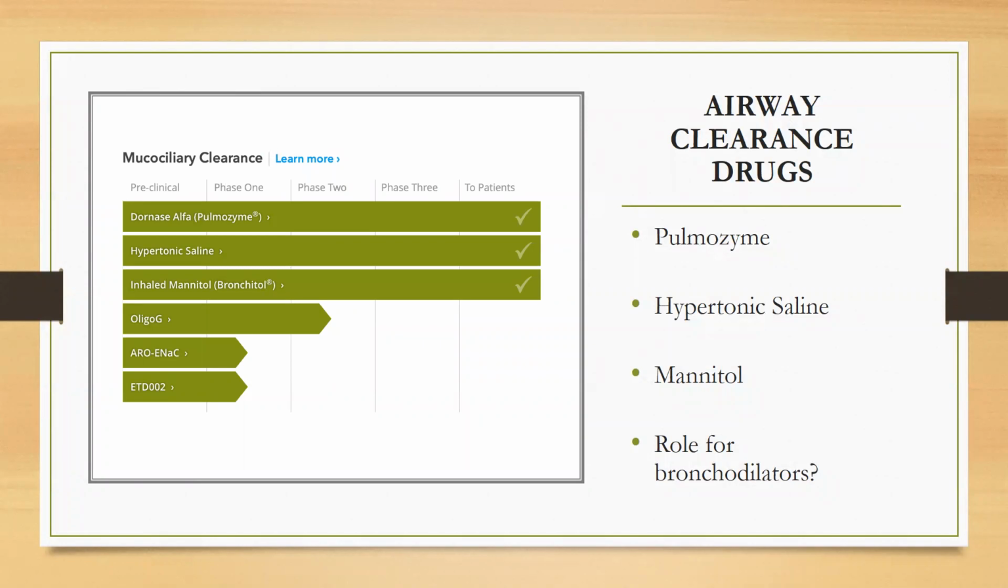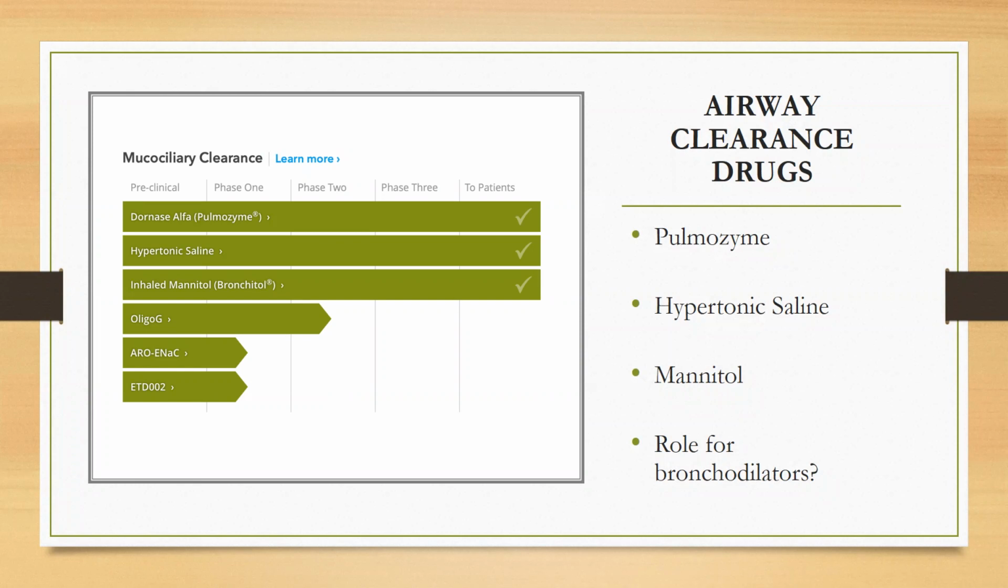This image on the left was taken from the Cystic Fibrosis Foundation pipeline. They actually on their website have all of the drugs that are currently being studied and where they are in the phase. Not everything would fit here, but currently the ones available to patients are Pulmozyme, hypertonic saline, and inhaled mannitol. Pulmozyme degrades DNA that will accumulate within that mucus, and you will see a change in FEV1 with use of Pulmozyme. They were also found to have fewer exacerbations in patients taking Pulmozyme. No matter what stage of cystic fibrosis you are at, it is always recommended to be used.